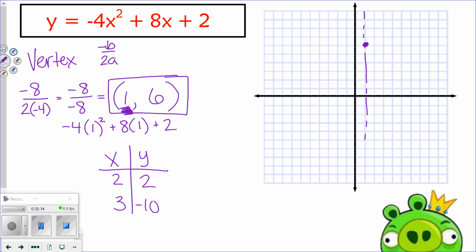All right, and then we just need to plot those and reflect them. So 2, 2. Again, that's 1 spot away, so I'm going to go 1 on the other side of that line. And then 3, negative 10. That was 2 places away, so I'm going to go 2 places on the other side.